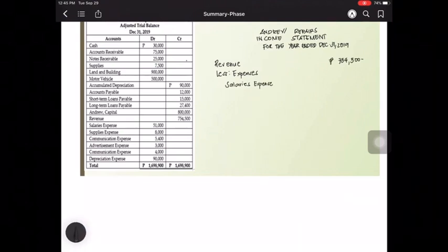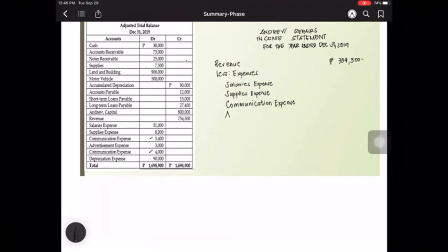Since this is a report, you are not allowed to make shortcuts for the words. You have to write them down completely. So salaries expense. You have here your supplies expense. You have your communication expense. We said a while back that there are two communication expenses here, but that is just an error in writing down the type of expense. So let's just combine the amount of the two communication expenses in this problem.